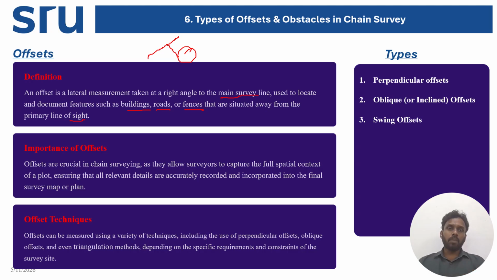Okay. So the importance of offsets is that offsets are crucial in chain surveying. It allows the surveyor to capture a full spatial context of plotting. For example, if you are going for a survey, the entire area and every detail of a particular plot can be easily identified from this line, which is called the offset, ensuring that details are accurately recorded and incorporated into your final survey maps or plans.